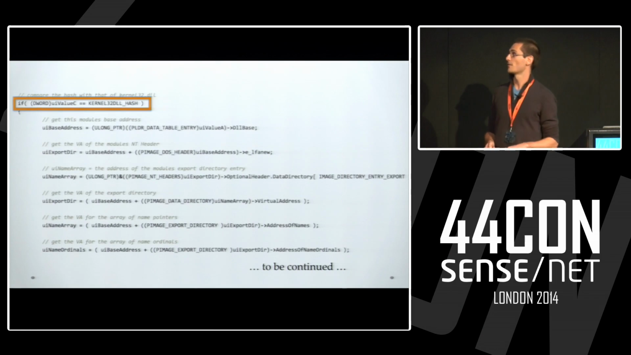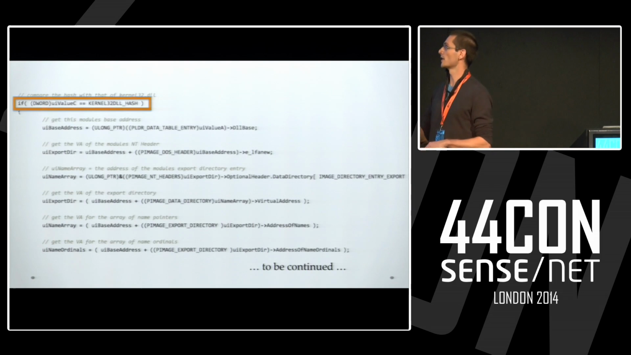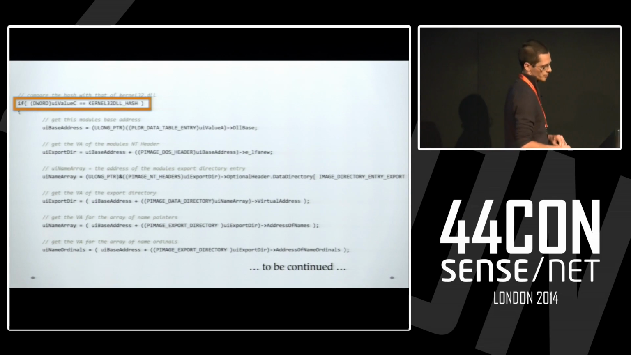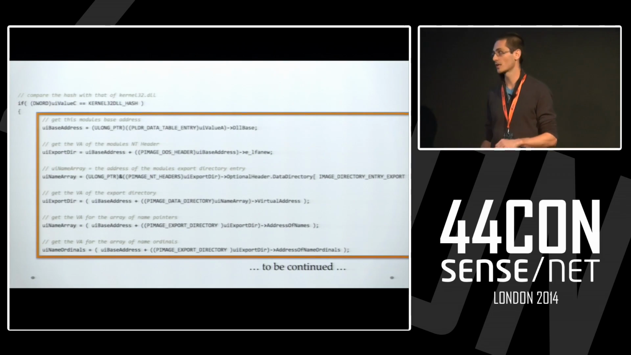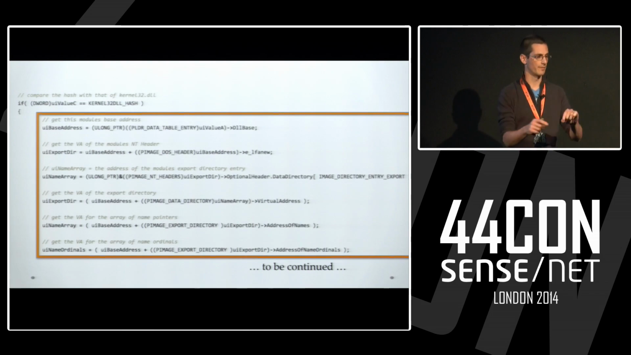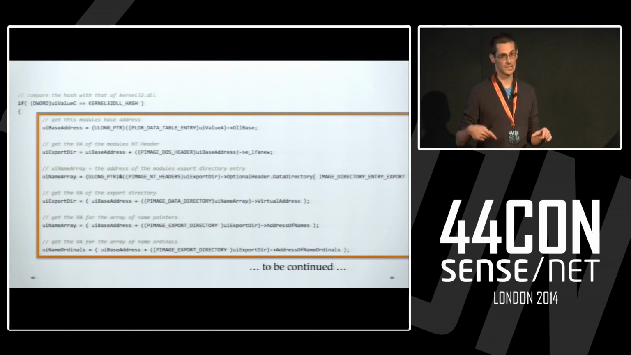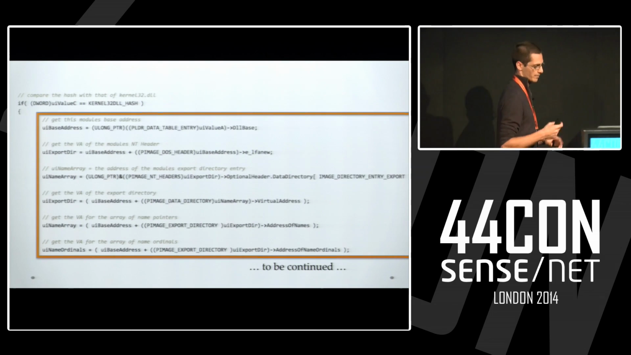Anyway, once we've found a valid hash, so here we've calculated the hash in value C, and then we compare it to our known hash for kernel32. That's a DLL that we're interested in. And from there, more magic pointer arithmetic. Really all this is doing is saying, okay, I've got the module. Now I want to go and find all of the functions that are exported for that module, and we're going to start iterating through those. Nothing too tricky.